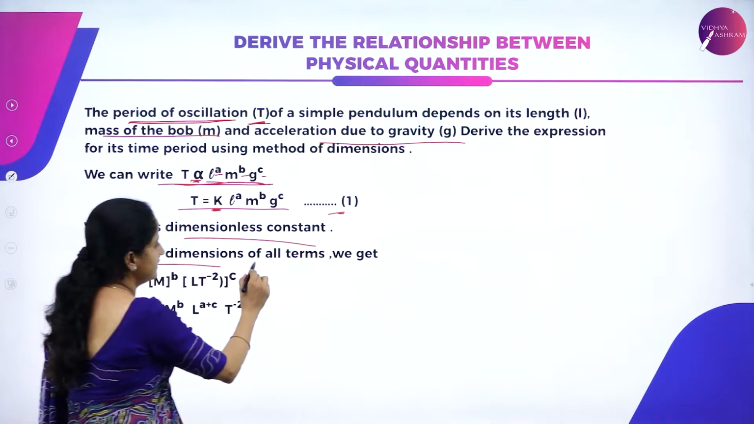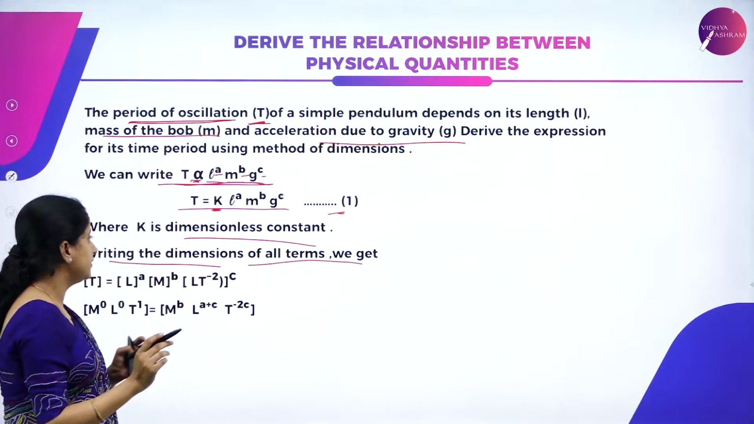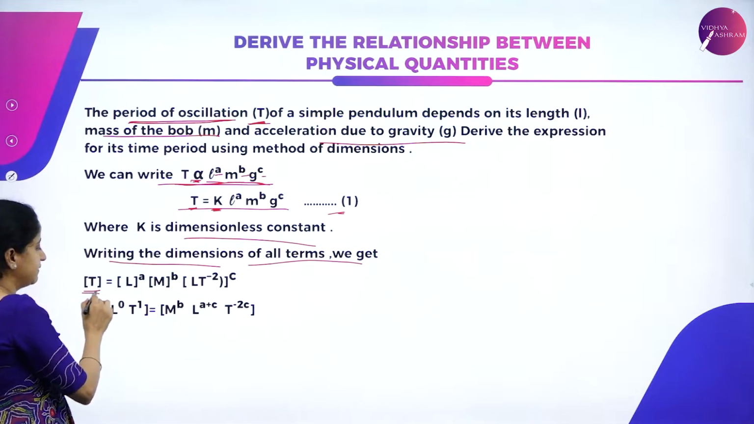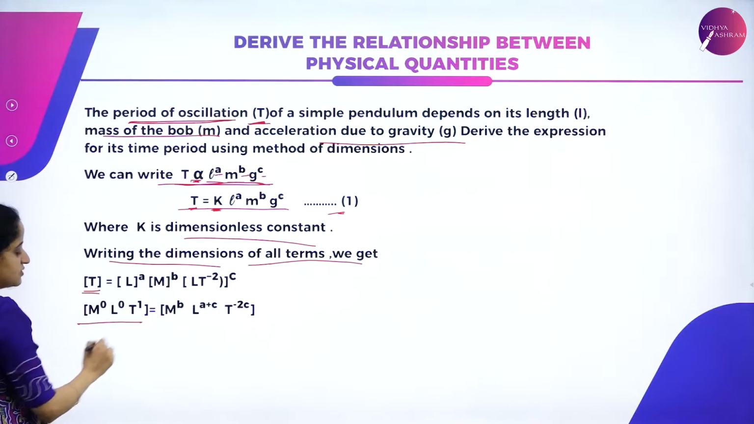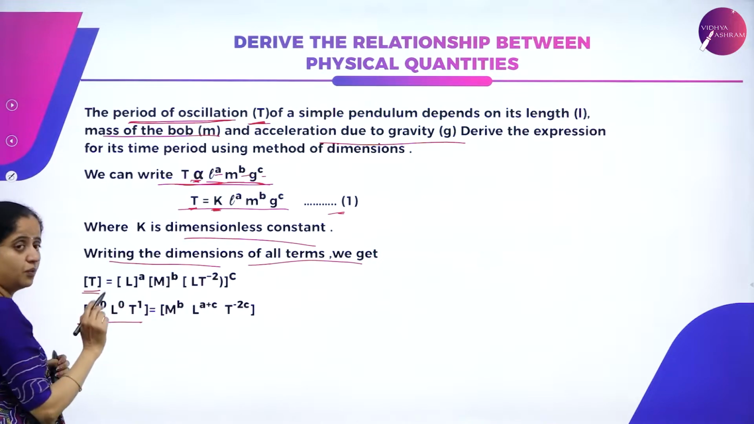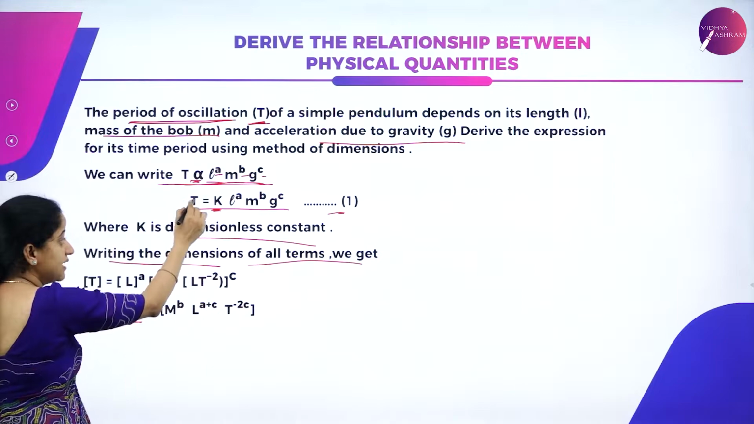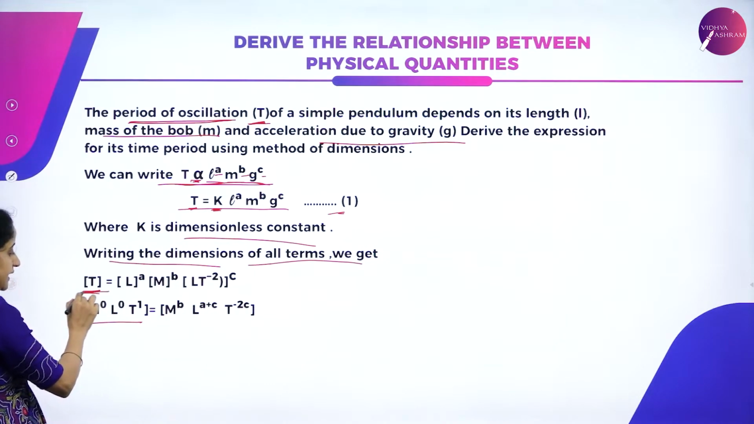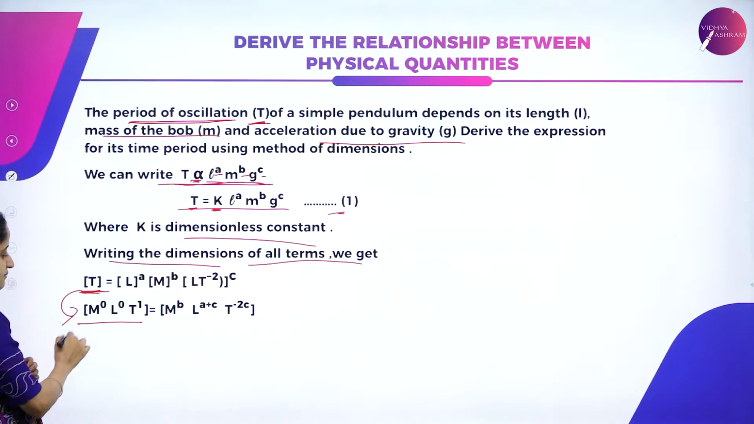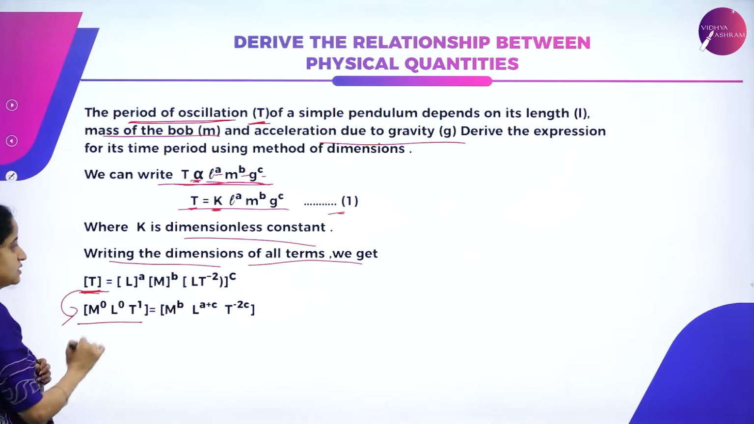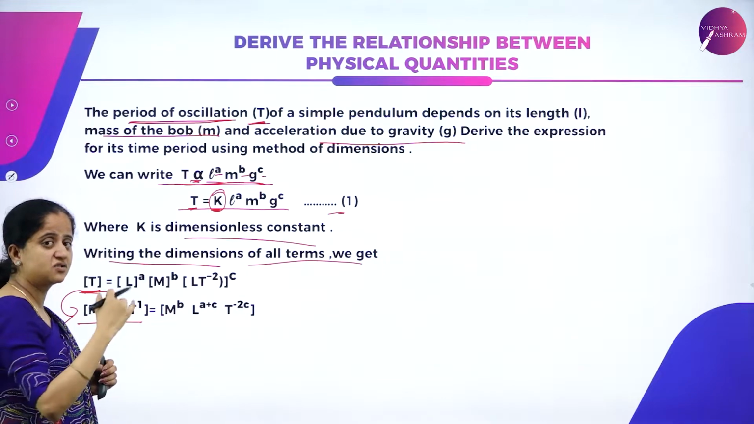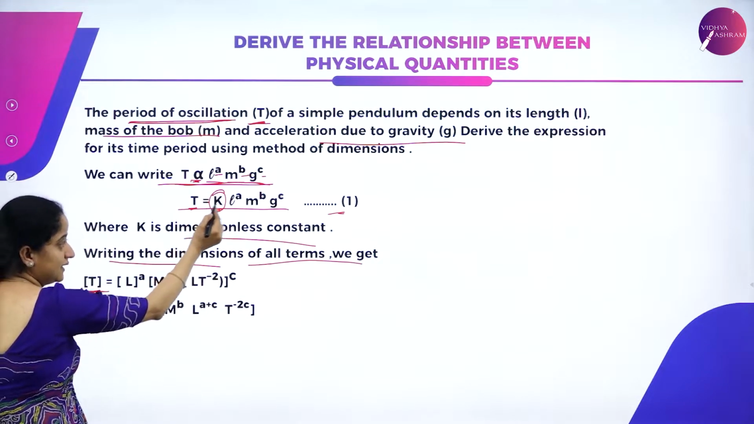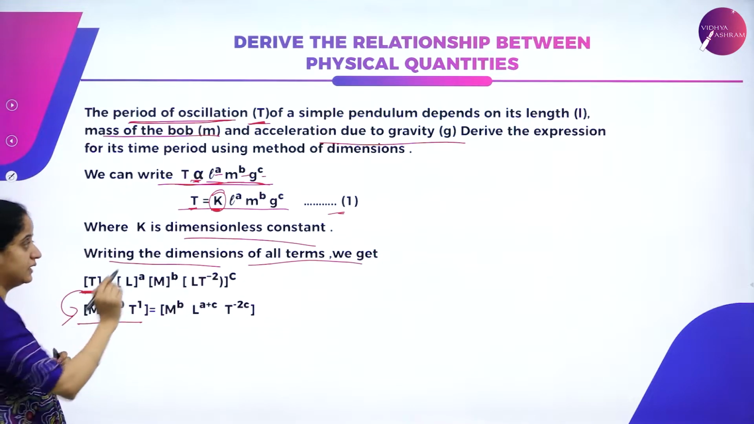So let us now write the dimensions of all the terms. So what do we get? We have to write the dimensional formula for all the terms. T is nothing but M raised to 0, L raised to 0 and T raised to 1, since it does not possess any mass and length, it has only time. And K is nothing but the proportionality constant. It has no dimension, so we are just neglecting it and writing the dimensions for all the other terms.